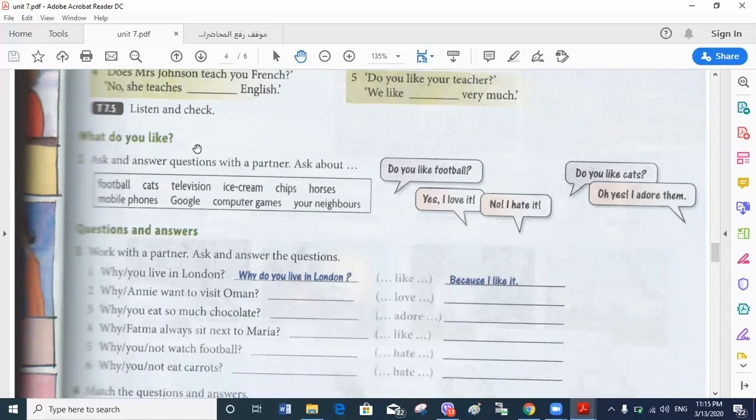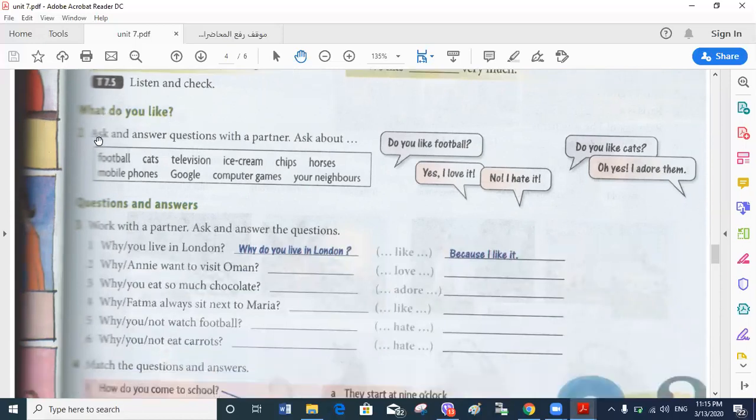So what do you like? Ask and answer questions with a partner. Ask about football. So the question will be, do you like football? Yes, I love it. No, I hate it. You can make this question: do you like computer games? Yes, I love them, not it, because they are plural.